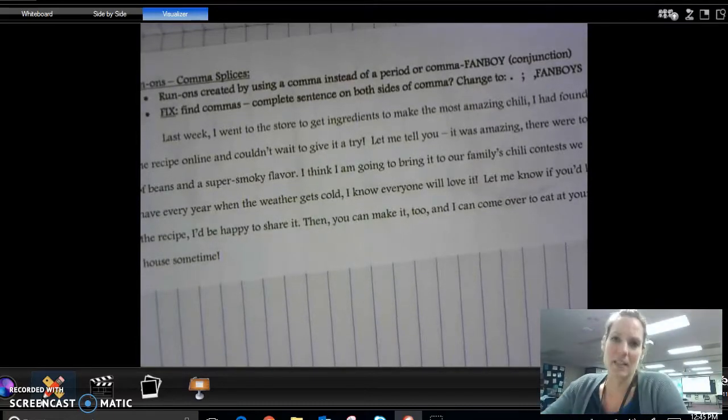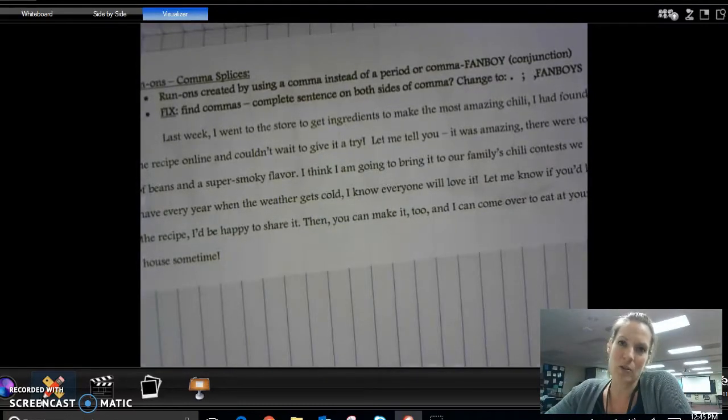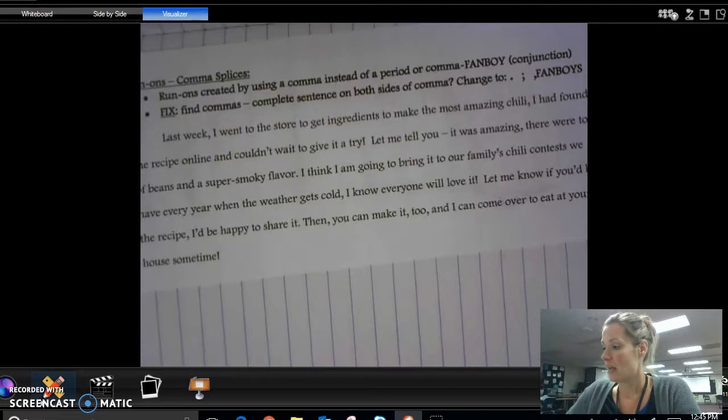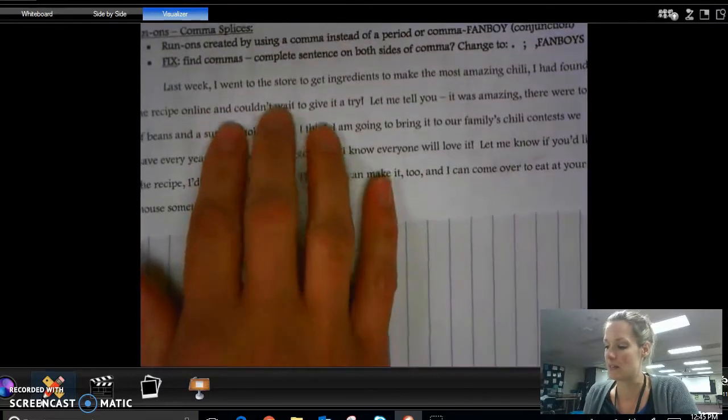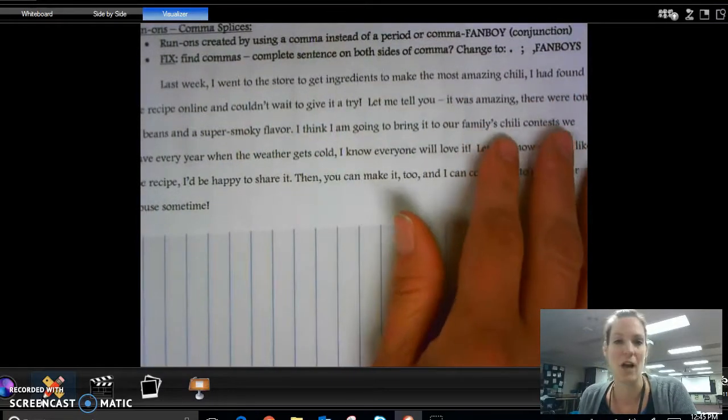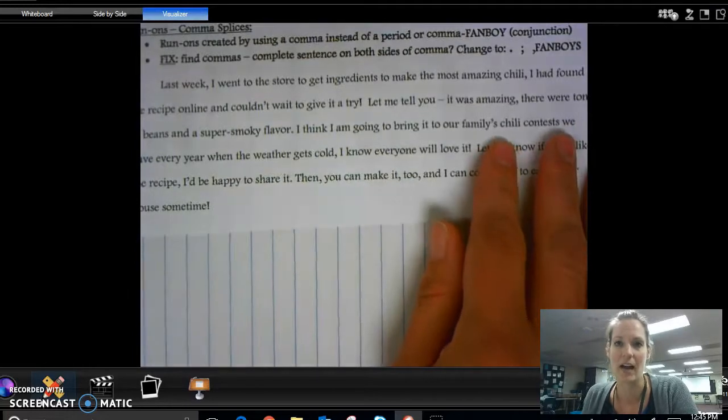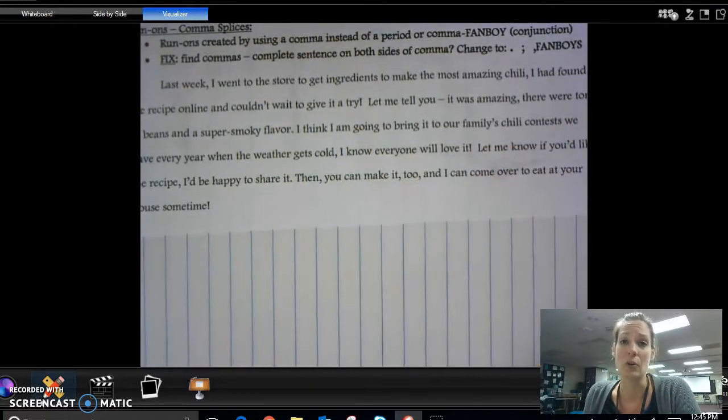So a comma splice is a fancy term for when you use a comma instead of a period or a semicolon or a comma conjunction, which is one of the FANBOYS: for, and, nor, but, or, yet. So here's what we're going to do. I've written a piece here where I intentionally put in some different comma splices, and we're going to take a look at how you can go into your work and find these comma splices so that you can start to identify these run-on sentences independently.